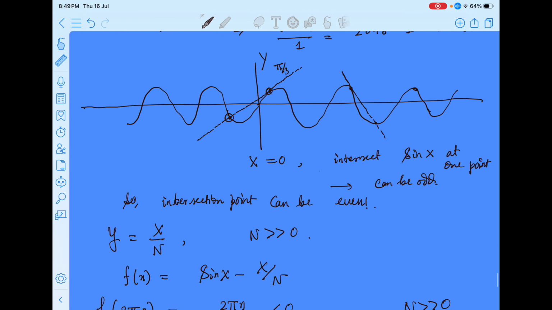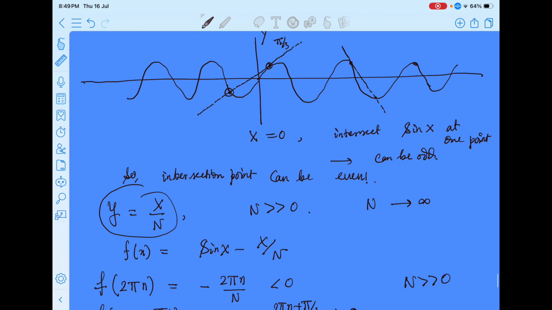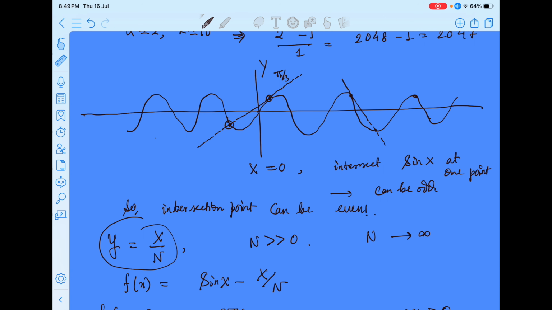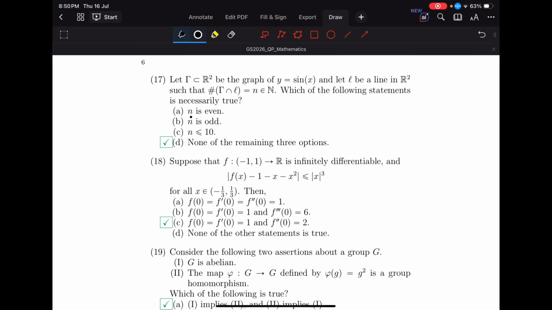So the basic idea is y equal to x by n. If you take n tending to infinity, the slope goes to 0, so this converges to y equal to 0, the x-axis. If you draw the lines, y equal to x by n, as n tends to infinity the line converges to the x-axis, and the x-axis cuts the sine curve at infinitely many points. So this is the main idea. None of the statements are true, so this is the correct option.